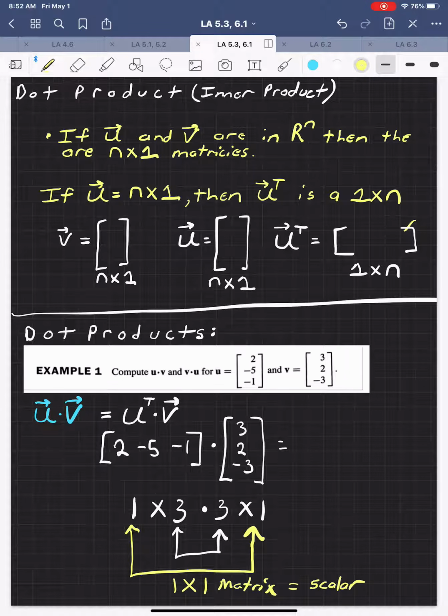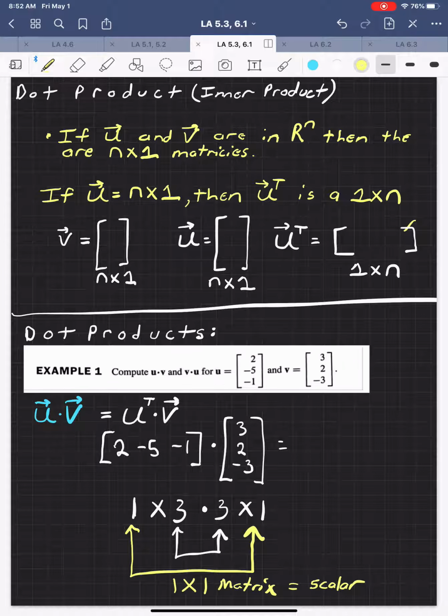Hold on for a second. So the dot product of two matrices is a 1 by 1 matrix. The dot product in ij notation is a scalar, but a 1 by 1 matrix is a scalar. So do you see how we still maintain our understanding of dot products? Let's just go ahead and finish this up.